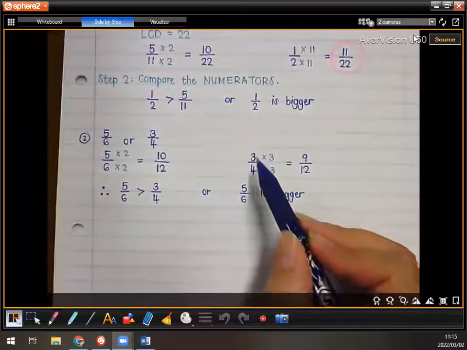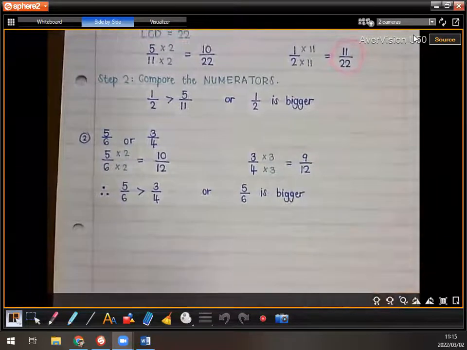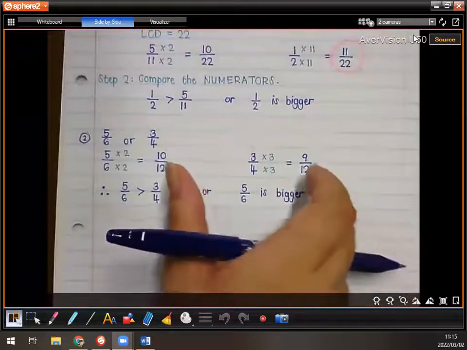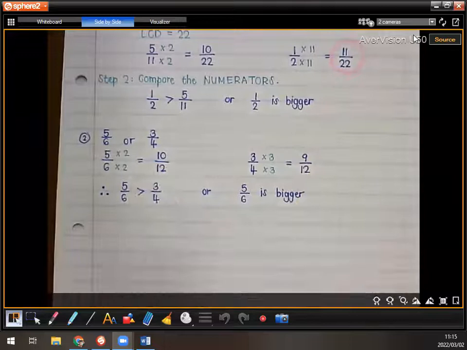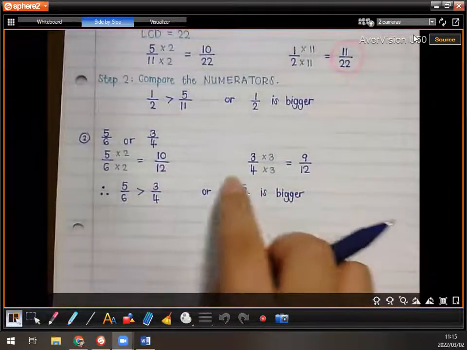4 times 3 is 12. So you do the same thing at the top there. And now you're going to compare your numerators. 10/12 and 9/12. Right? 10 is bigger than 9, guys. So this one is bigger.